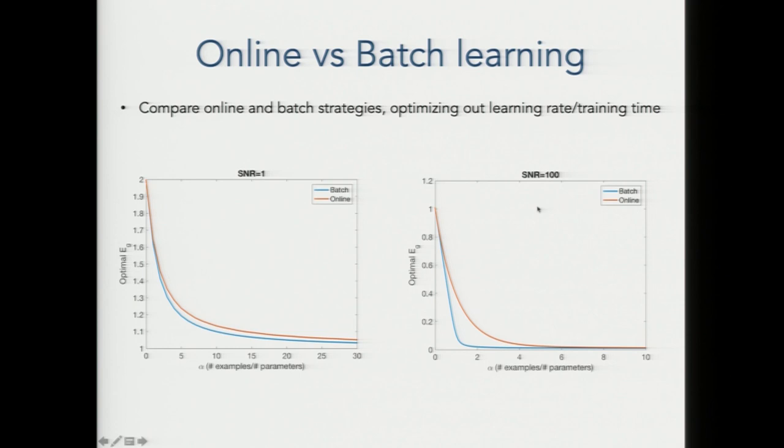Whereas in the high SNR case, where you have little noise in your data, you can see there's this regime where things work really, really well for batch learning. And this is decisively better. And it's precisely this regime where you have a small amount of data and your labels are extremely accurate.